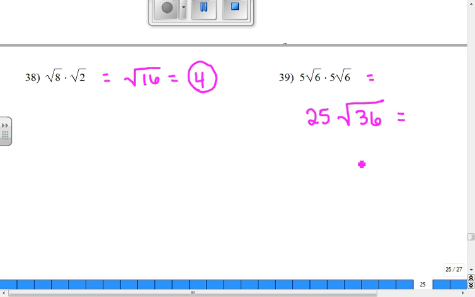Now we're going to simplify the square root of 36. Well, the square root of 36 is a whole number. 36 is a perfect square. 6 times 6 is 36. So here we have 25 times 6. Think about counting with quarters. You have 6 quarters. You have $1.50. So 25 times 6 is 150.